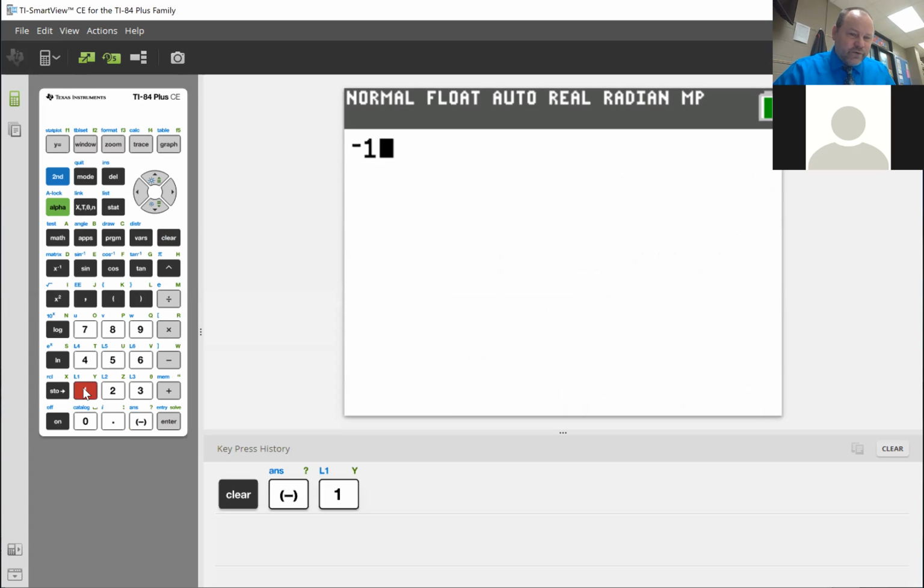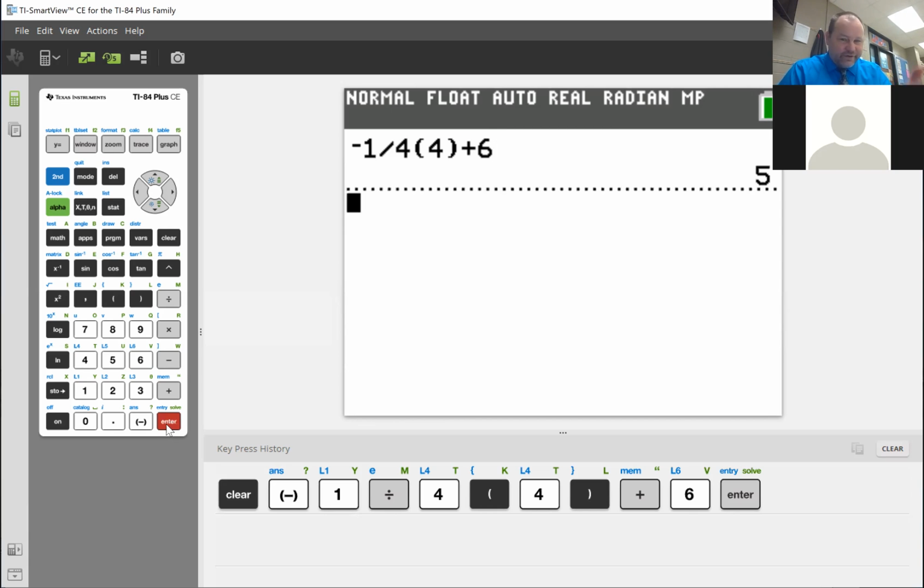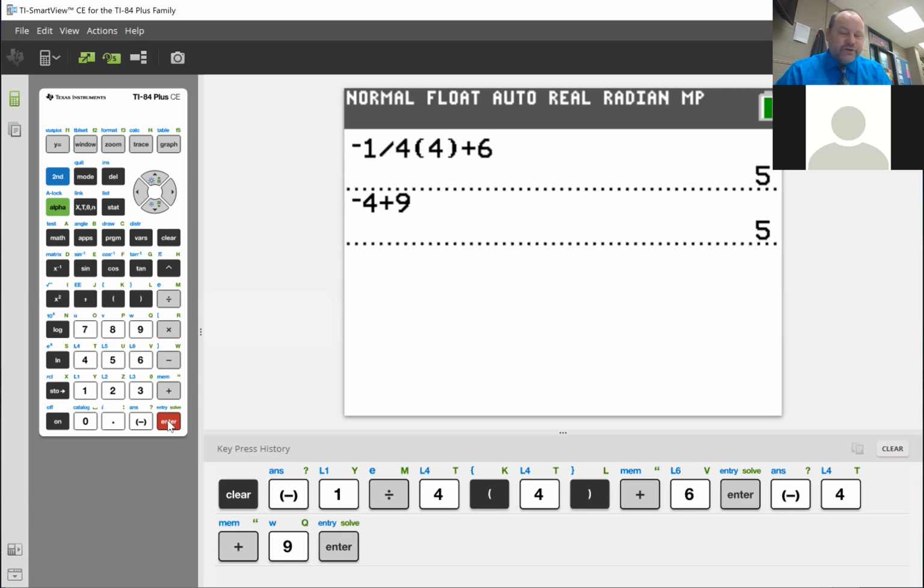So if I take -1/4 times 4 plus 6, what I really want to see is that the value I got for y comes out as my answer. So if this is equal to 5, I know I'm in good shape. And there it is, 5. For the other equation, we had the opposite of x, which was 4, plus 9. And that too gives me a value of 5, which is what we want.